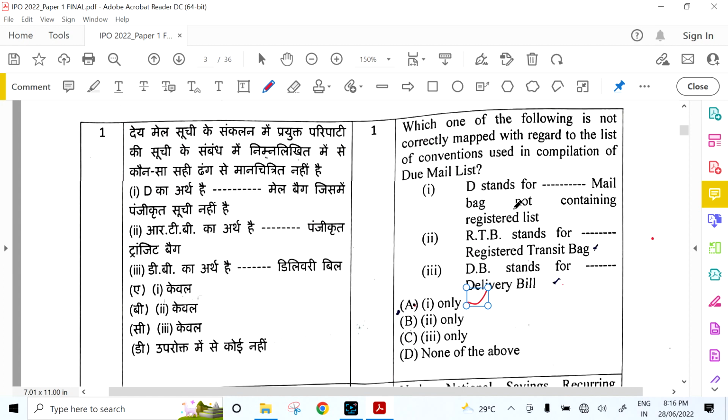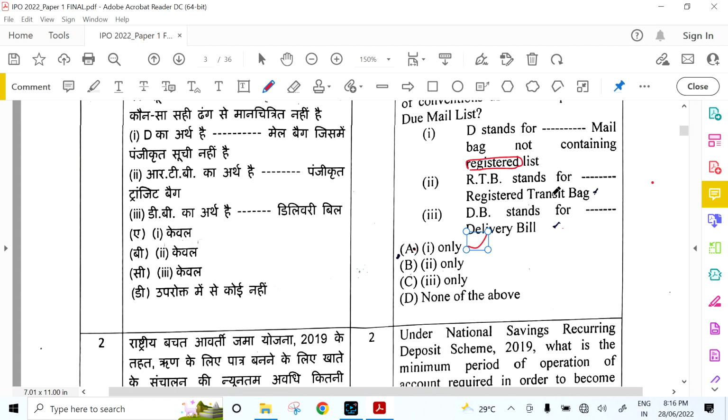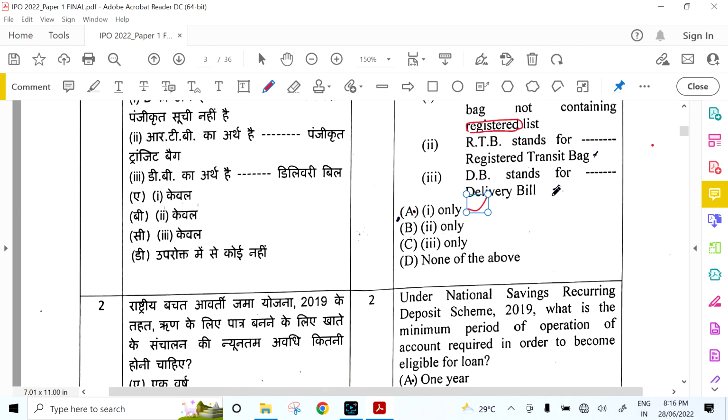Why? Because here D stands in the mail list for mail bag not containing, it is the parcel list, it is not the register list. So the statement 1 only is the wrong one. It is not correctly mapped. Here it is given as not correctly mapped. So the first question is A.